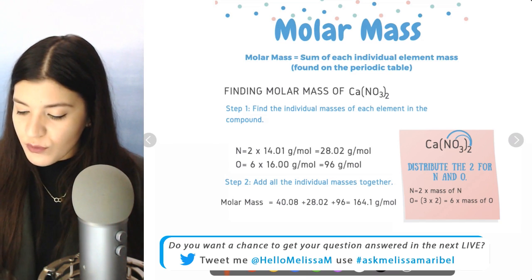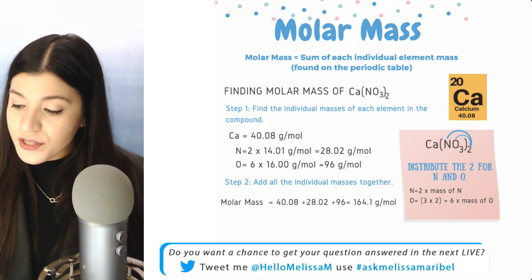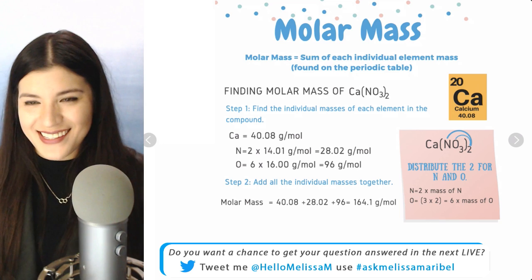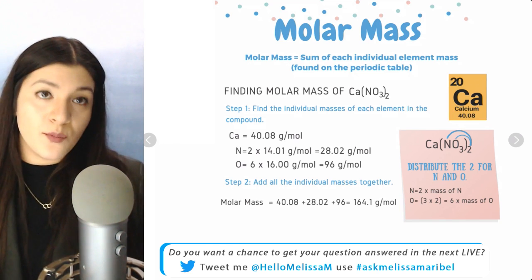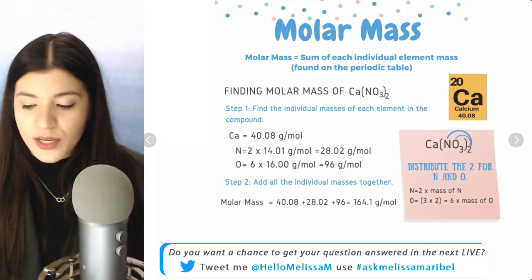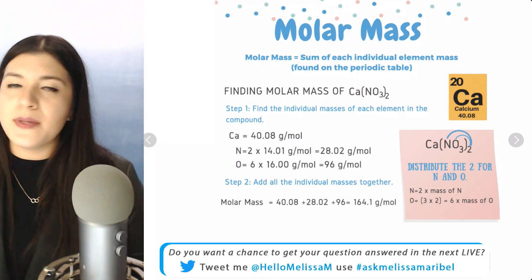So we'll start off with calcium. That's going to be first. Where I got that was the periodic table. This is just a glimpse of what it would look like on the periodic table. You're going to see a number on the bottom. That's the molar mass that I'm referring to each time. So that's 40.08.